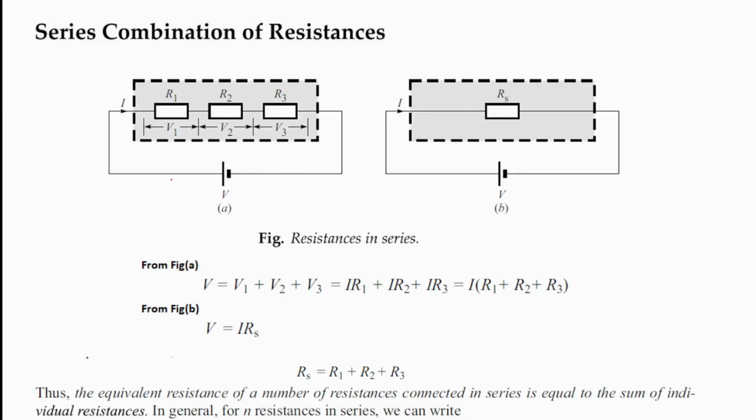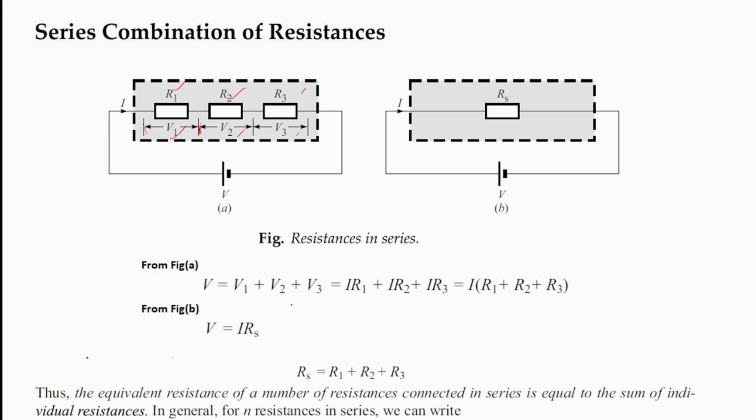Now, if I consider all the elements connected like this, this is a series combination. We can call them a series combination of resistances. If the resistors are connected in this way, each and every resistor will have a voltage drop across it. The voltage across each resistor can be represented as: R1 will have V1, R2 V2 and R3 V3.